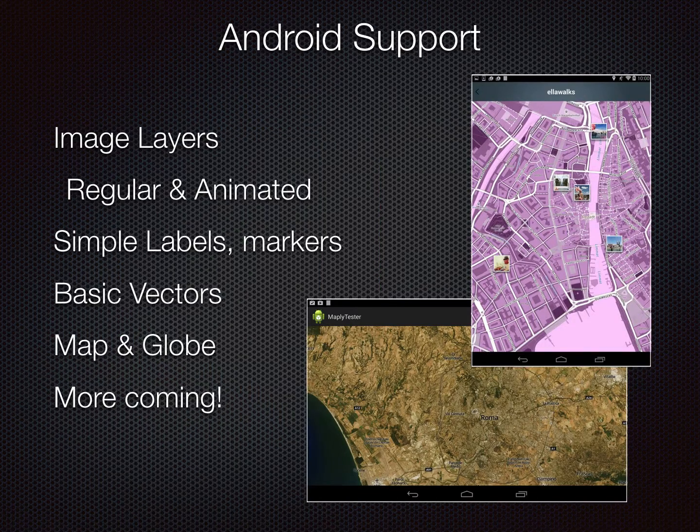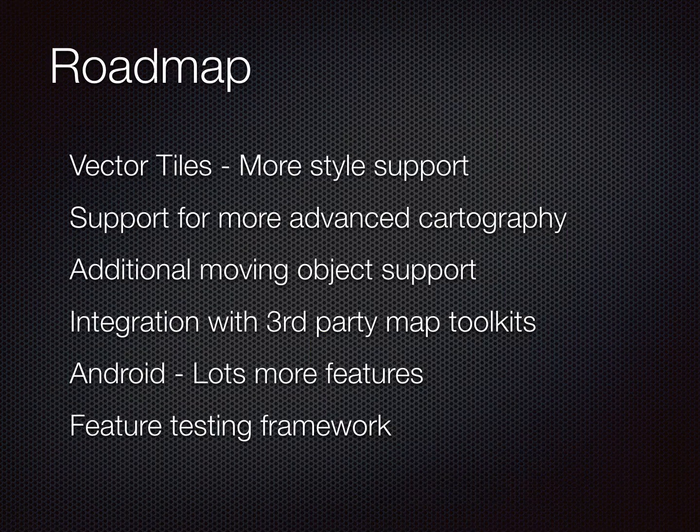Android support tends to lag behind iOS. For whatever reason, most of my users are based on iOS, but the weather apps are really pushing towards Android. So the regular and animated image layers are working currently, simple label and marker support, basic vector support, and both the map and the globe are there. They haven't reached the point where I'd say one of the more complex aviation apps could port to Android, but they're good enough for a lot of applications, and Android is definitely coming along with more support coming in 2016.